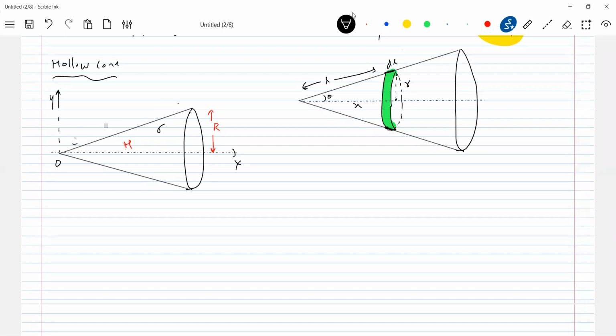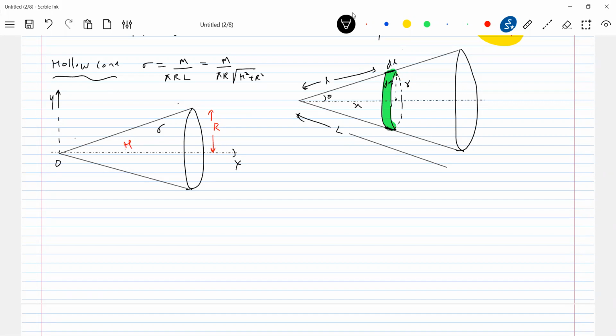Let me bring that L here in this way. L is the slant length of the cone. H is the height of the cone. So therefore the sigma we define is m by pi R L, where L is what we assumed. So this should be the square root of h square plus r square. Now get into the problem. First we'll define what dm is here.